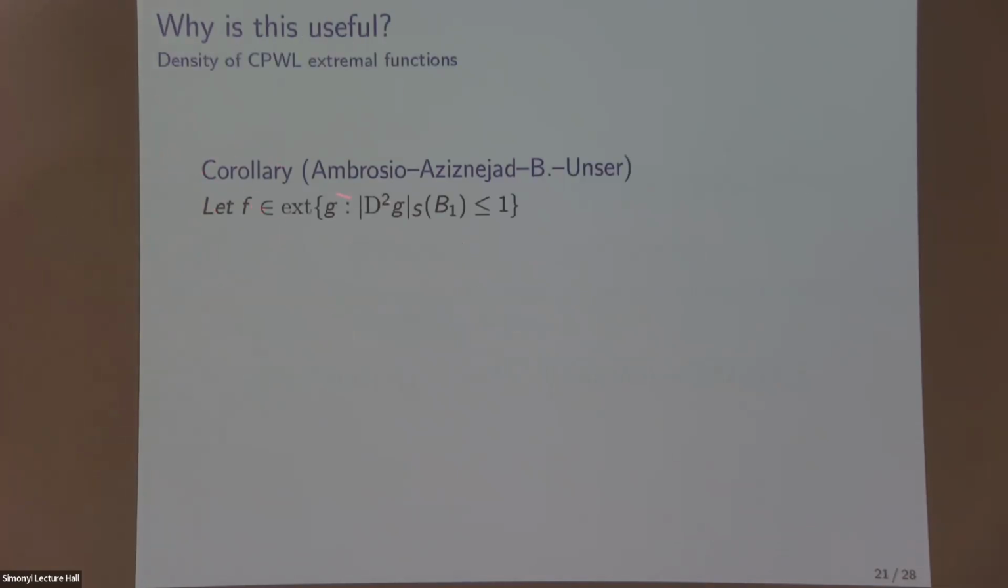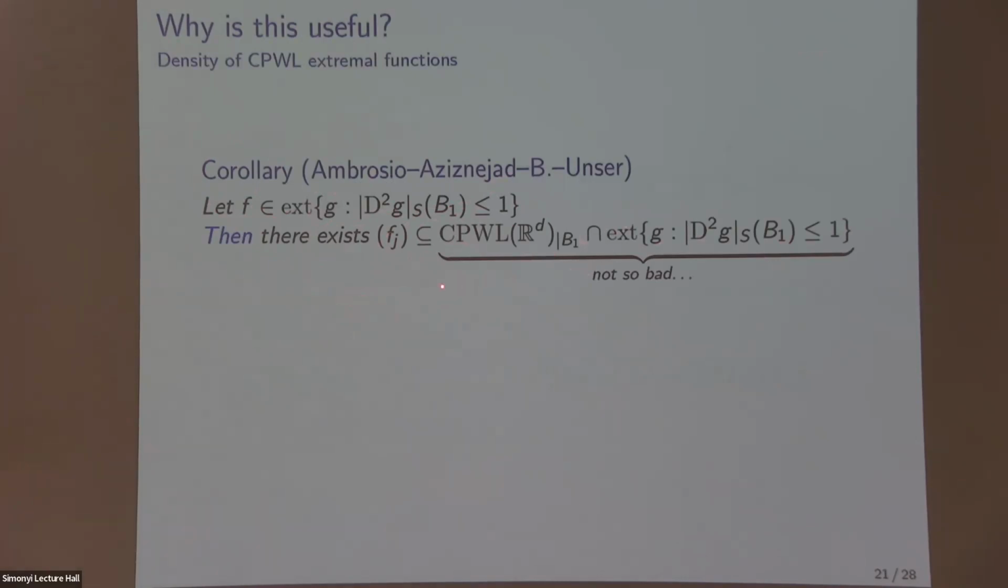Okay, so first, let me tell you why this is useful for the study of the problem. So take an extremal point for this set. This is really what we want to see. Then there is a sequence of CPWL functions that are also extremal points. And I'll tell you why, but this is an interesting set, and this is something that people from the applied community are happy to deal with. And so the fact is that you converge to it in L1. F and F_j are extremal points, so their second order total variation is one. So of course, the second order total variations are also converging. But the fact is that you can approximate an extremal point with extremal points that are also CPWL. And this is a reasonable set.